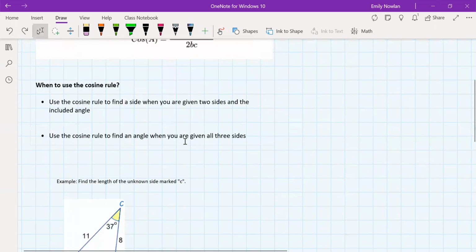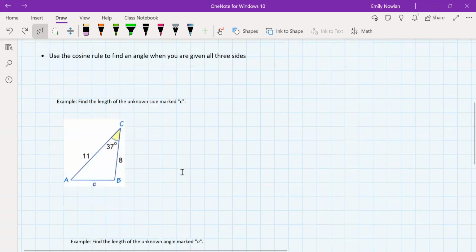You use the cosine rule to find an unknown side when you're given two sides and the included angle. So two sides and the included angle. Those two sides, using that formula I referred to before, are the B and C, and that's the included angle, which will be A. So you must have the two sides and the included angle. Or if you're going to find an unknown angle, you need to be given all three sides. Now let's have a look at an example.